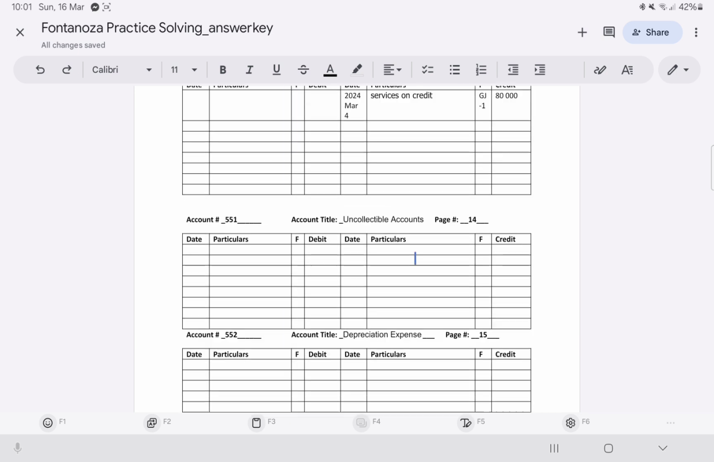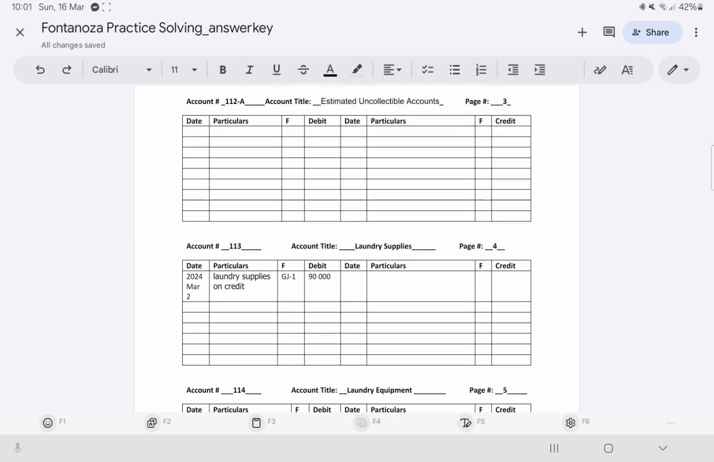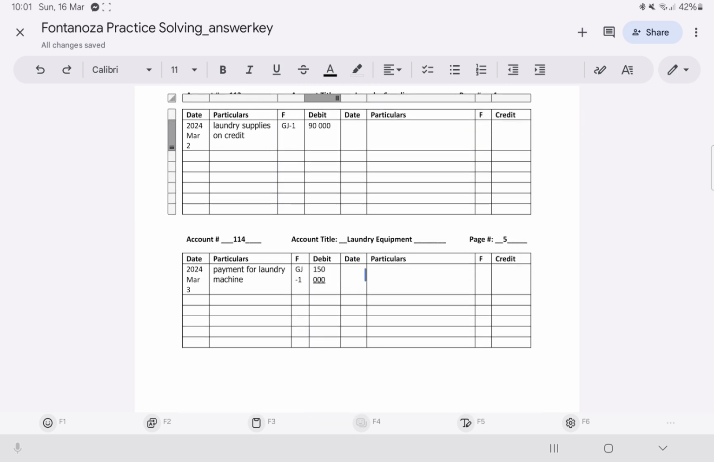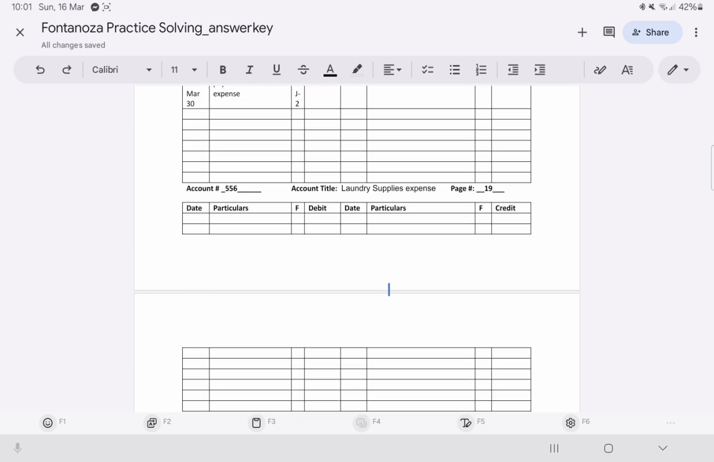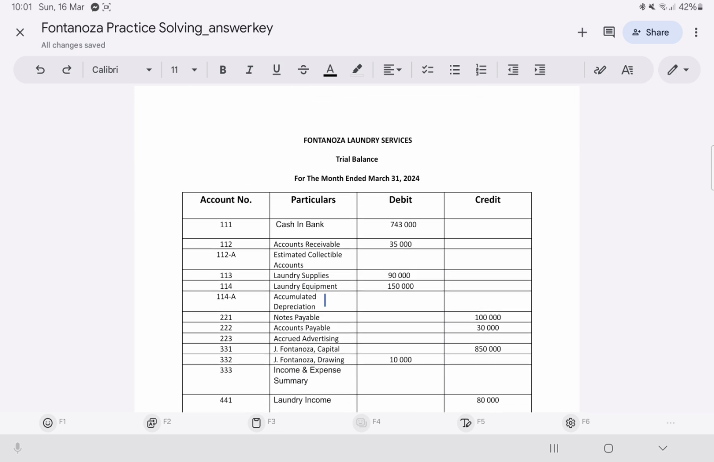So if you're going to check here in our accounting title, laundry supplies, 90,000 debit. Okay, and we have laundry equipment 150,000. Okay, laundry supplies 90,000, laundry equipment is 150,000. Okay, so we have accumulated depreciation, no data yet. 114-A is the account number.